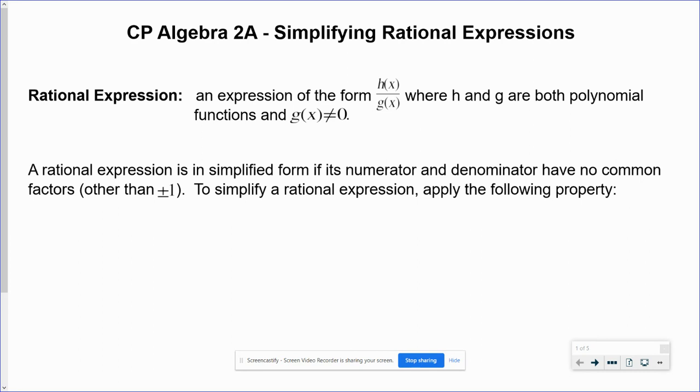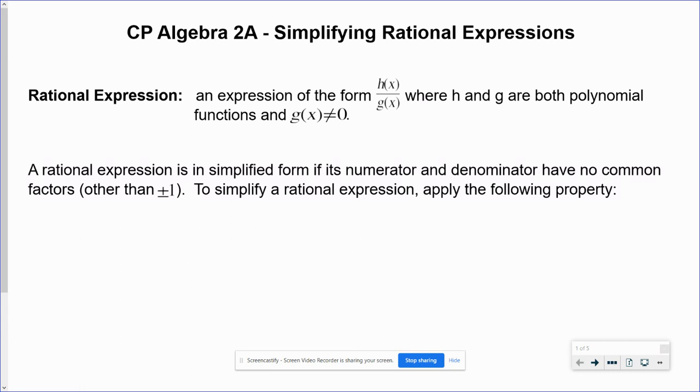Recently, we studied different types of functions, and one of those types of functions that we studied was the rational function. Today, we will connect these two ideas. Factoring polynomials will help us simplify rational expressions. Soon, we will perform operations on rational expressions. So we'll add, subtract, multiply, and divide.